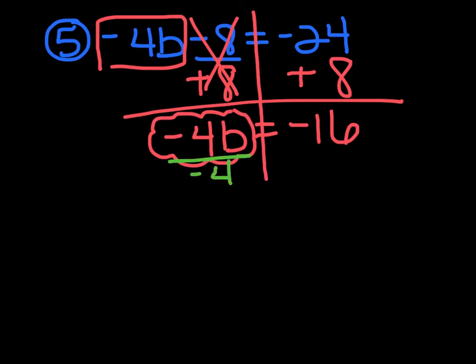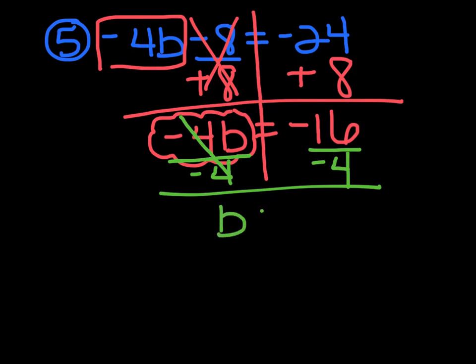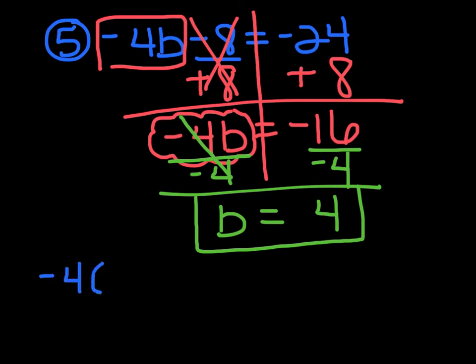So divide both sides by -4. That cancels, or equals 1, or 1b, which you don't need to write 1 in front of. You just put b. And then 16 divided by 4 is 4. And when you divide two negatives, your answer is positive. So your answer is b is equal to 4. Remember, you can always plug this in to ensure accuracy. That would mean that -4 times 4 minus 8 does in fact equal -24.